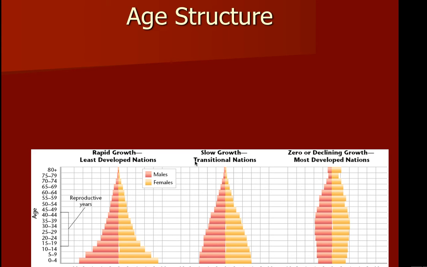So a transitional nation is in between a developed and developing nation. And so a transitional nation is not quite as pyramid structured. Here we have fewer children being born or children surviving. And so it's not quite as pyramidal a structure as the least developed nations. But then we have the very developed nation, which is kind of stagnant. We don't have high birth rates, so we definitely don't have a pyramidal structure. It's kind of equal.